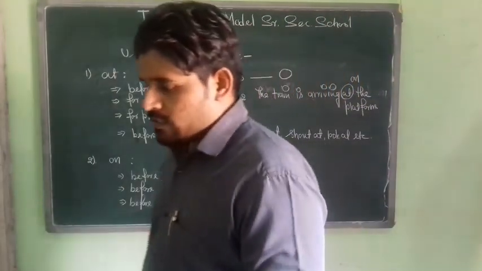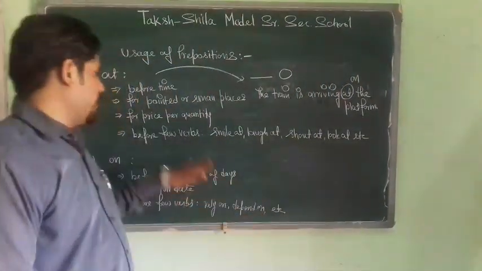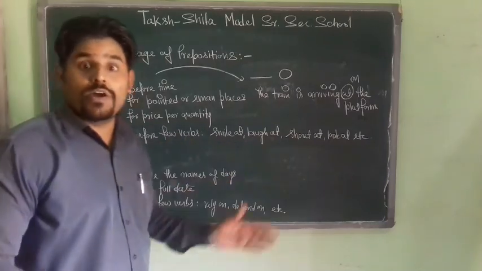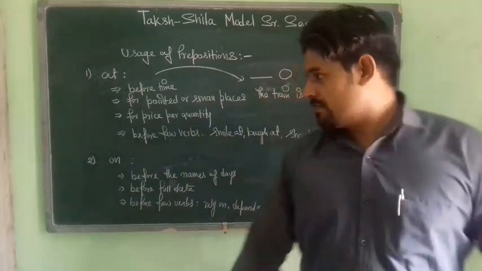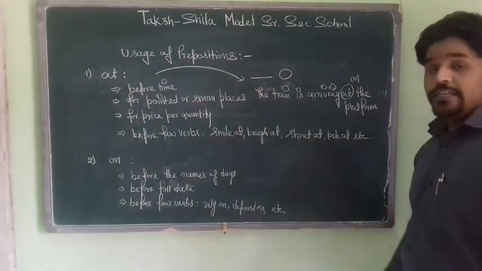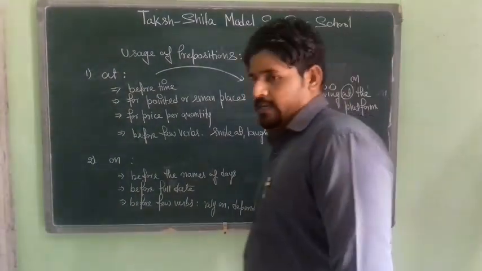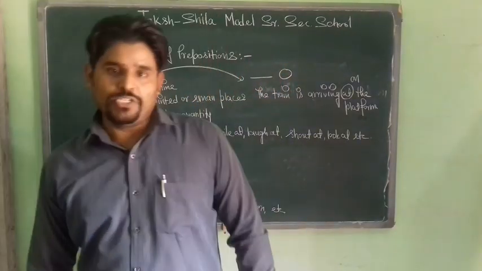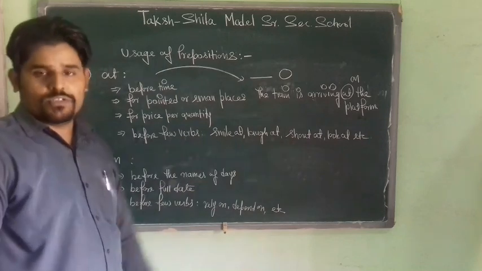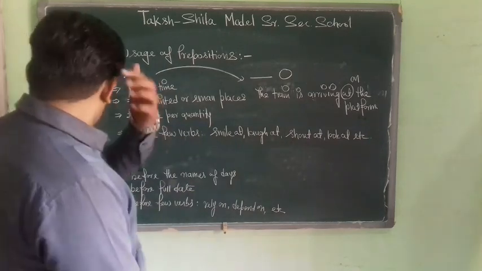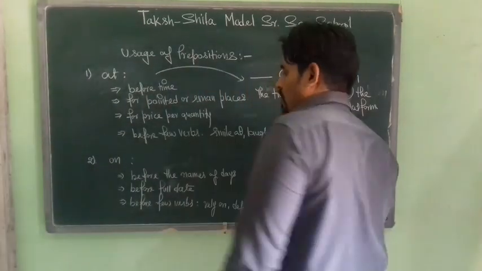Then there is before few words. There are certain words which always follow the preposition at. For example, smile at. Whom are you smiling at? Laugh at. You should not laugh at your friends, right? Then there is shout at. Why did you shout at me? Then there is look at. Look at that beautiful picture, right? So with few verbs, we use what? Preposition at. Now let us move on to the second preposition, which is on.